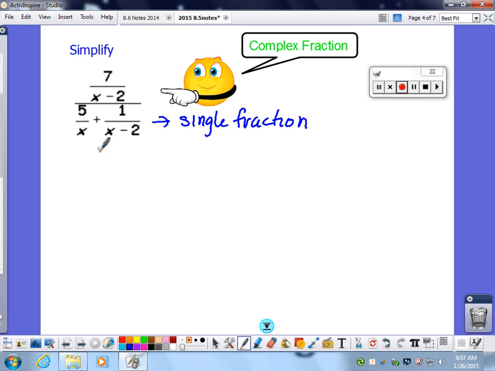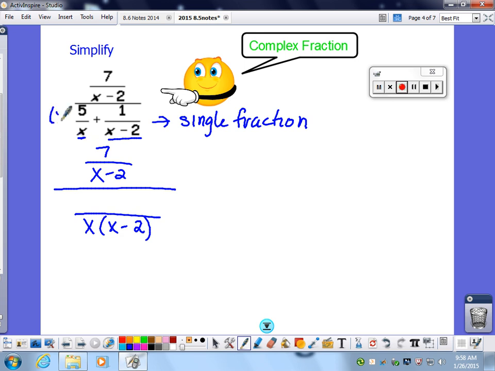We're going to have 7 over x minus 2. The numerator's fine. All right, let's work on the bottom. I have different factors: an x and an x minus 2. So that means my least common denominator is going to be x times x minus 2. All right, working on the numerator, I want x times x minus 2. I only have an x, so I need another x minus 2.